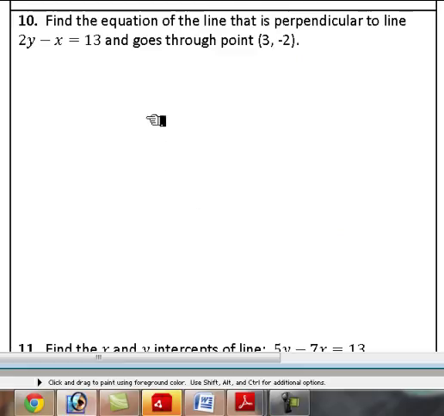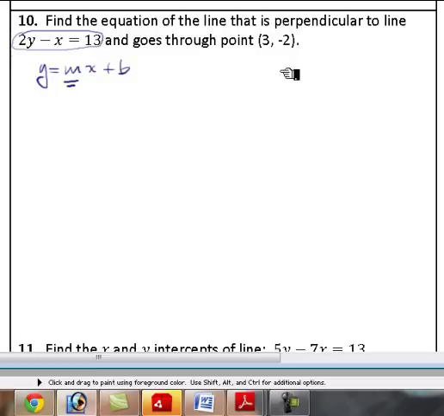In number 10, we want to find the equation of the line that is perpendicular to the line 2y minus x equals 13 and goes through point (3, minus 2). Again, start with y equal mx plus b. And we want to fill in the slope. We're given the slope indirectly. We're given a line perpendicular to the line we're trying to find. And remember, perpendicular lines have slopes that are negative reciprocals.